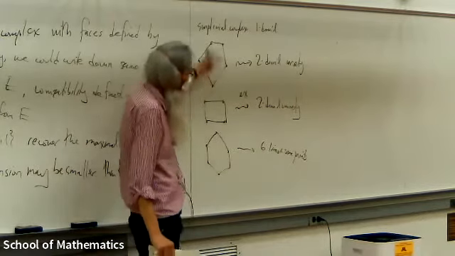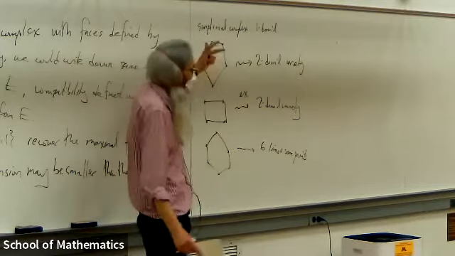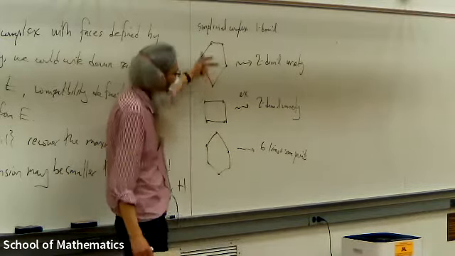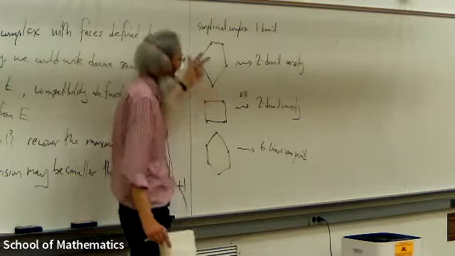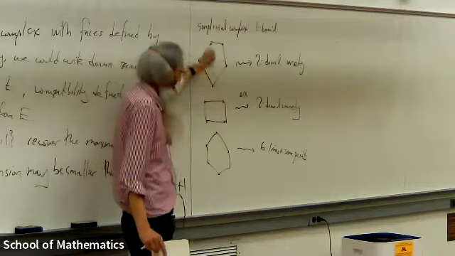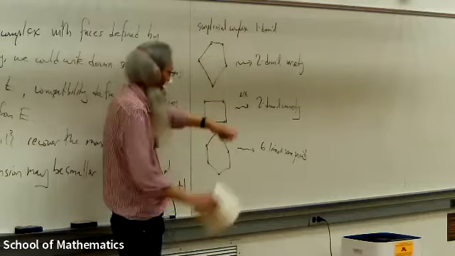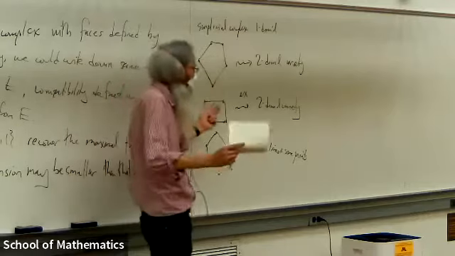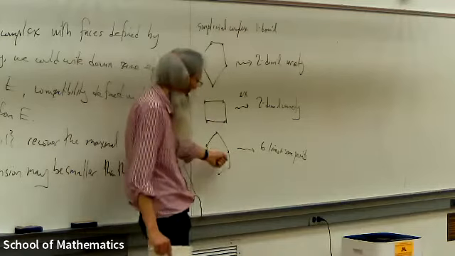So in these cases, you get this two-dimensional variety, and the non-negative part gives you something that has the combinatorics of a pentagon. Here you get something that has the combinatorics of a square, and here you get something that is kind of junk.